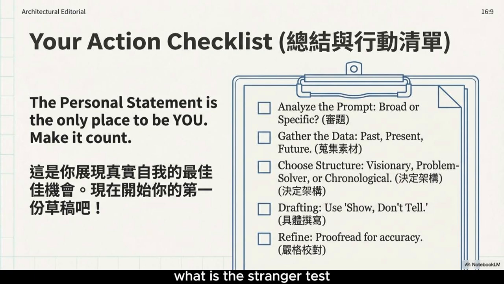Okay, what is the stranger test? You hand the essay to someone who doesn't know you, a teacher from another department, a friend of a friend, whatever. You ask them to read it and then tell you what your 3 core values are. And if they can't do it? Then the real you, the whole goal we established back on slide 2, is missing from the essay. It means you wrote a lot of words, but you didn't actually transmit your character. That brings everything full circle.